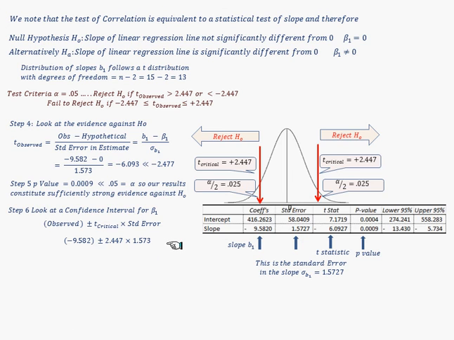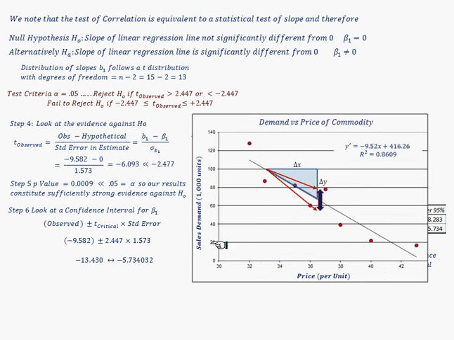Confidence interval coming on the screen here. Note your t critical value. There we have it. These numbers here represent the distances in the vertical distance when delta x equals 1.